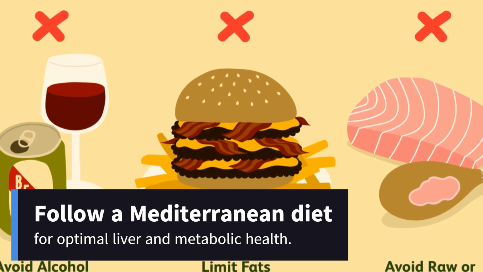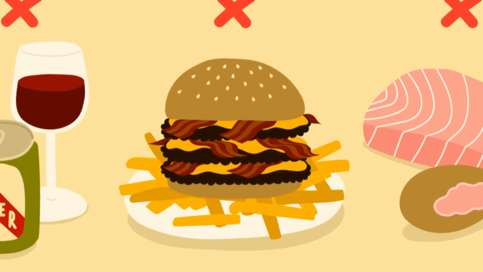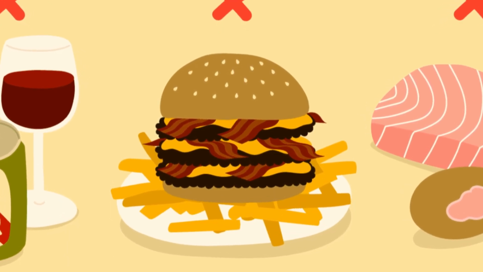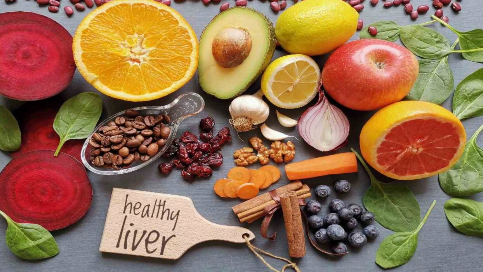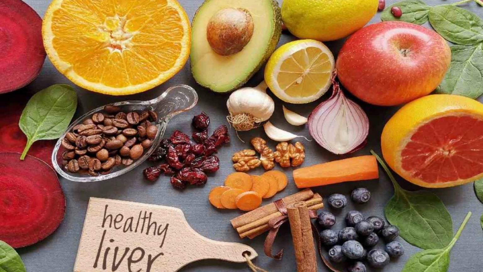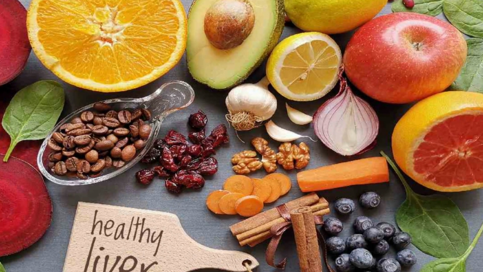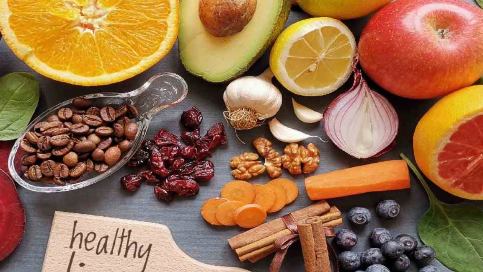Control carbohydrate intake. Excessive carbohydrates, especially refined sugars, can increase liver fat. Refrain from consuming sugar-sweetened beverages, desserts, candies, and processed foods high in fructose or simple sugars. Emphasize whole grains, legumes, vegetables, and low glycemic index foods to manage blood sugar levels and support liver health.